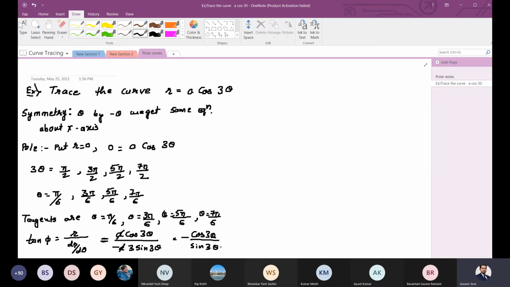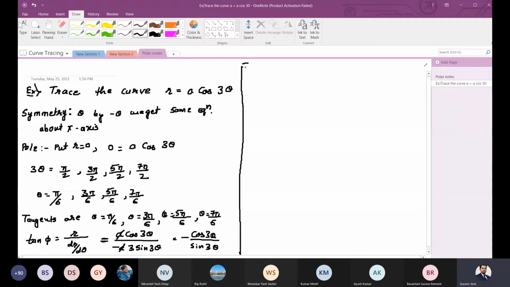I will draw the table now. Sir, upon 3 was I great, should be minus 1 by 3 cot 3 theta, right? Yes, it is minus 1 by 3 cot 3 theta. The reason I haven't simplified is I have to make the table and I should be able to check at what values tan phi is going to become 0 and it is going to become infinity. That's why I haven't actually simplified it.